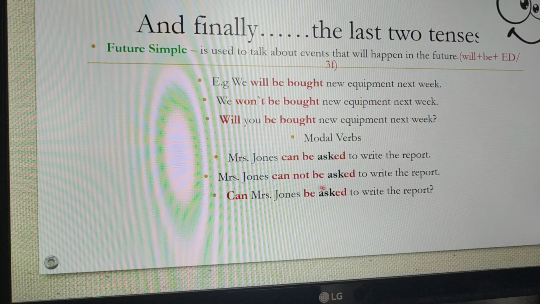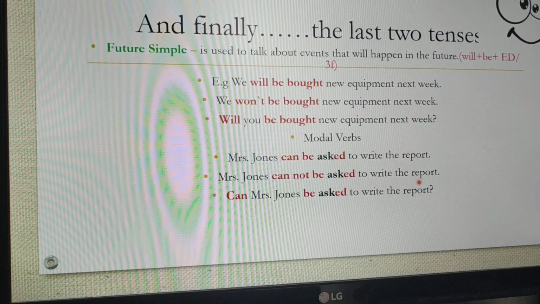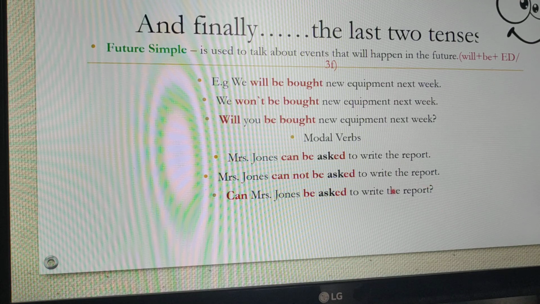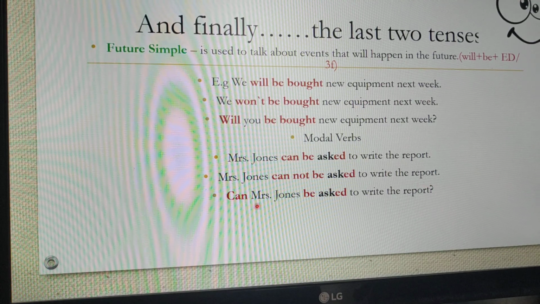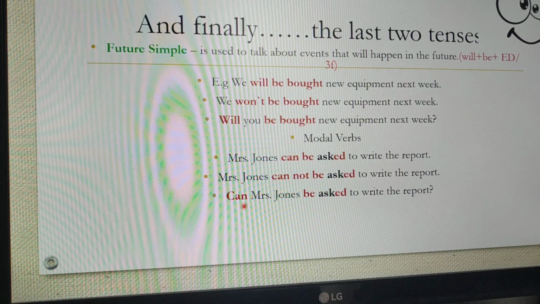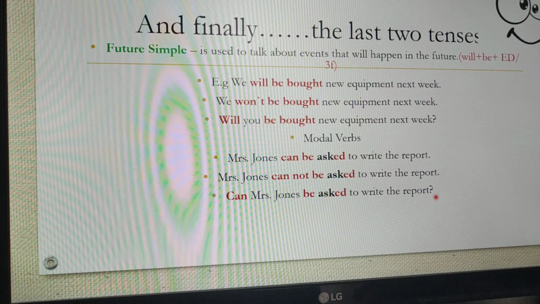Mrs. Jones cannot be asked to write the report. And when we have a question, the modal verb goes to the first place, and it will sound like: can Mrs. Jones be asked to write the report?